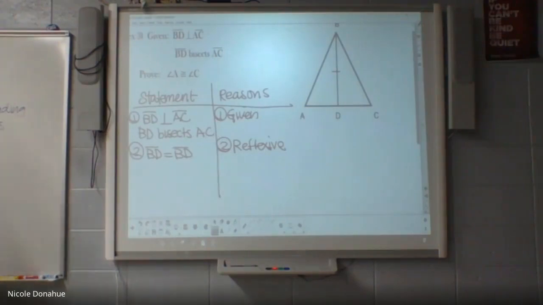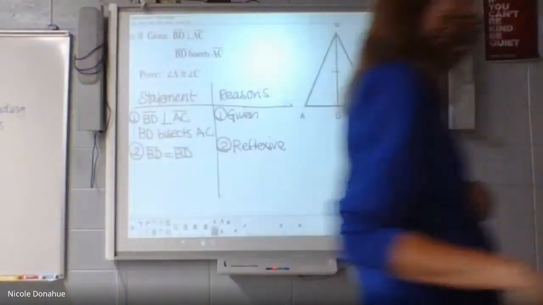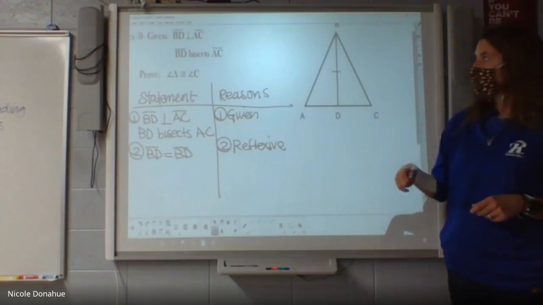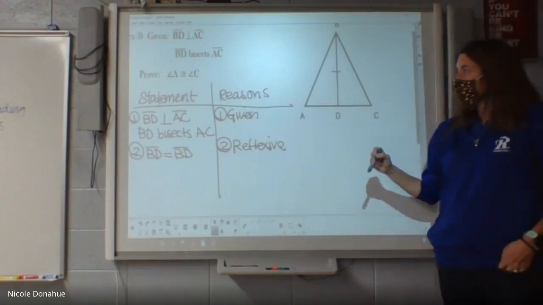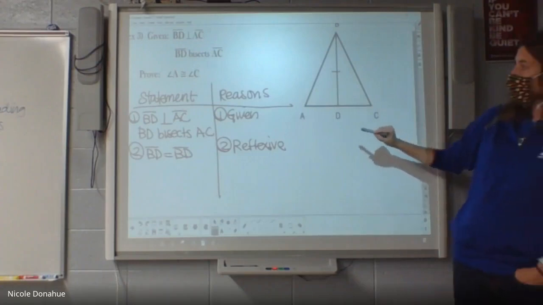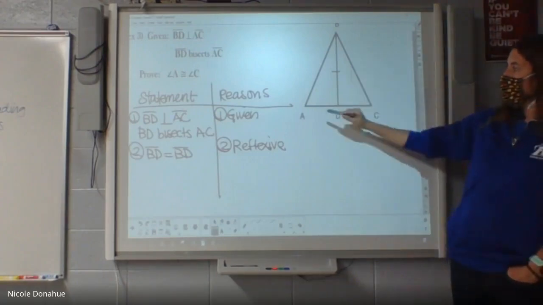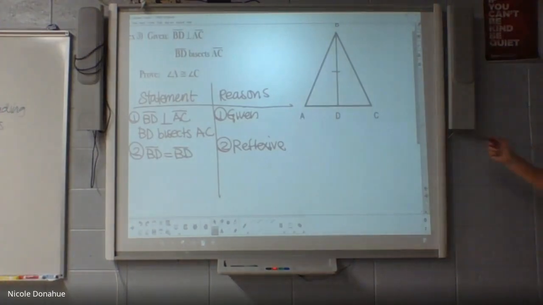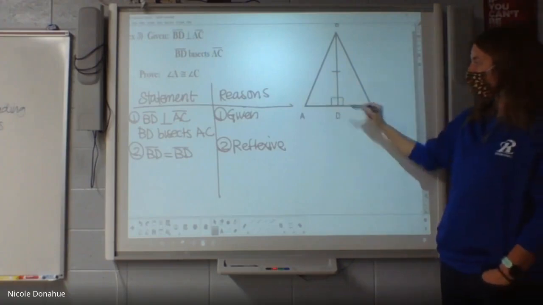She stole the obvious one, maybe. Again, anytime you're stuck, look at the given statements. What do those given statements tell us? BD is perpendicular to AC. What does that mean? Yeah, so it means that these two are right angles.